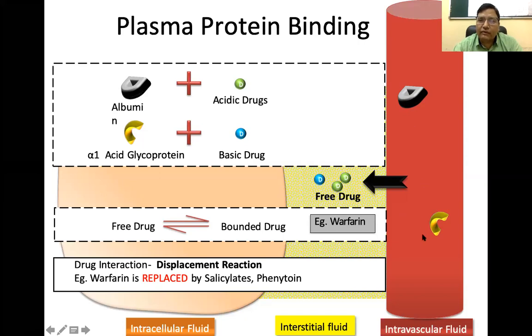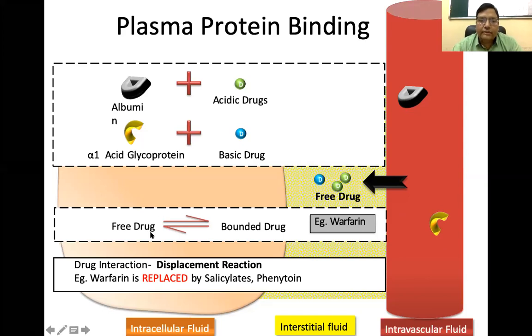And one more important factor: what happens if a drug is bound to these proteins for a longer duration? These drugs will remain in circulation for a longer duration, because they will not be excreted, since albumin and these proteins are not normally excreted from the body. So those drugs which remain bound to these proteins will remain constantly in the intravascular fluid. These drugs become longer acting drugs, with a longer duration of action.